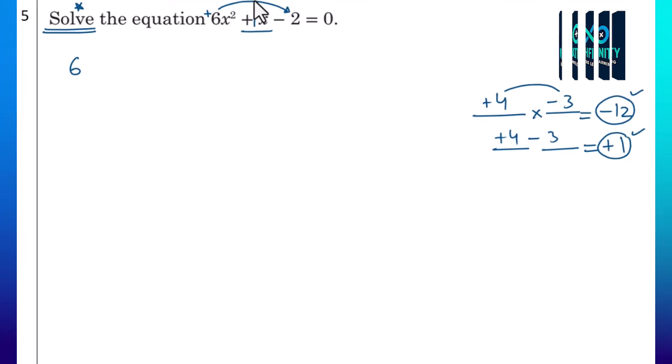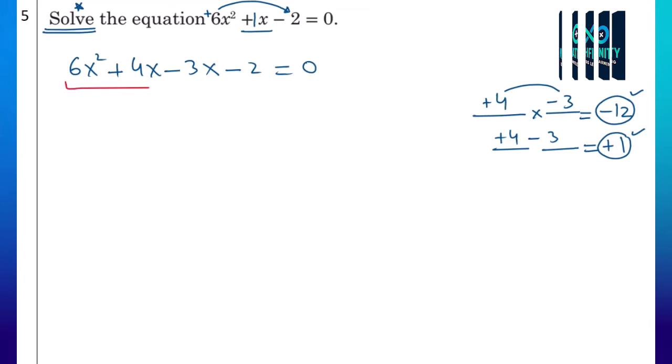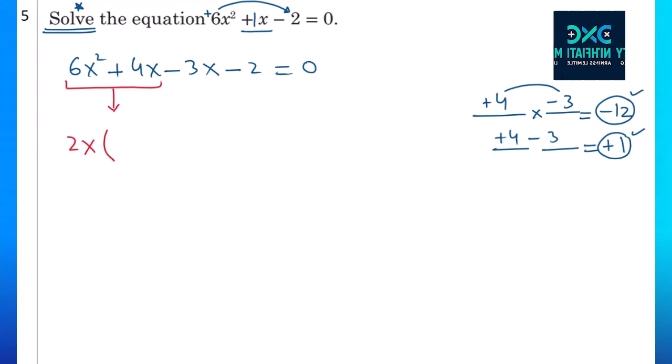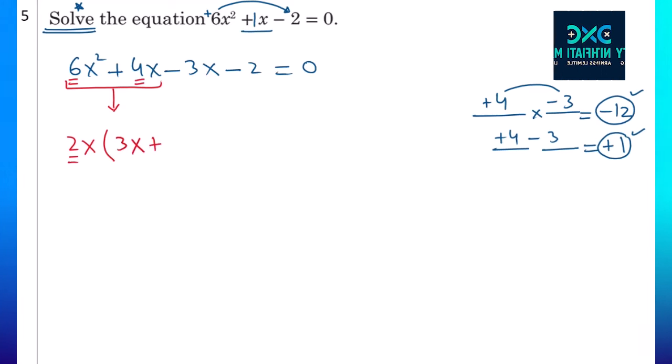So how to write? 6x square plus 4x minus 3x minus 2 equal to 0. We made four terms. Now we will form the pair. What is common from the first pair? The number is 2 and x is common. What we have to write inside the bracket? Here 6 divided by 2, 3x plus, what is the number here? 4. 4 divided by 2, 2.